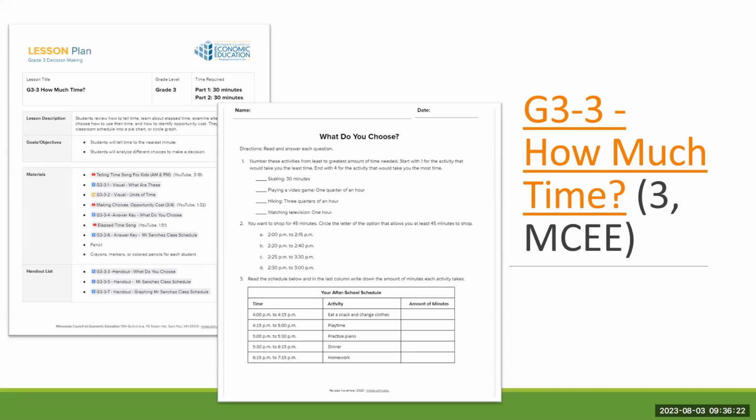Naming, numbering activities, valuing them from greatest to smallest. Then they have looking at elapsed time and figuring out which one is 45 minutes, or calculating elapsed time in a table there on the bottom.